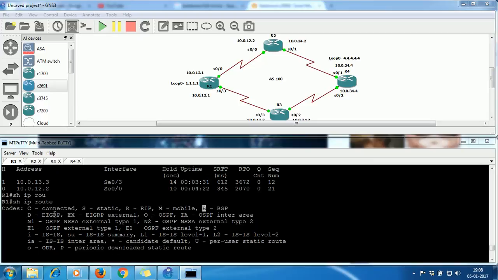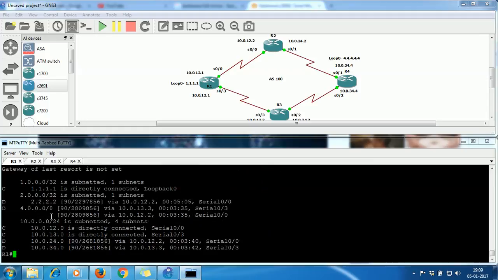Why it is not E is because in early days we had one routing protocol by the name of EGP. So the letter E is reserved for that, and they can't use it. So people came to the conclusion we can use D. Why? Because D stands for the DUAL algorithm, which is used by EIGRP and not by any other protocols. So D here denotes the DUAL algorithm and the routes learned via EIGRP.